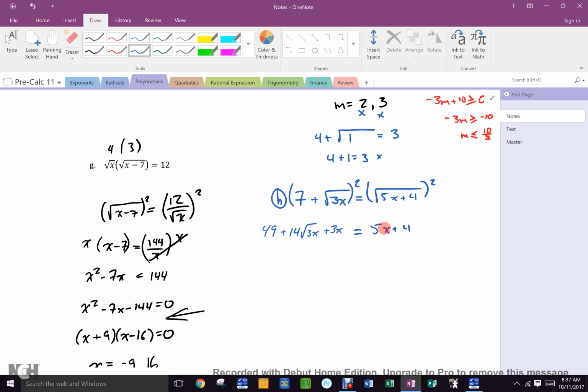So now what should I do? I should isolate them, right? So let's isolate that radical. So that's going to give me 14 root 3x equals 2x minus 45. Is everybody cool with that? I just moved everything over and isolated the radical, right? Now what?